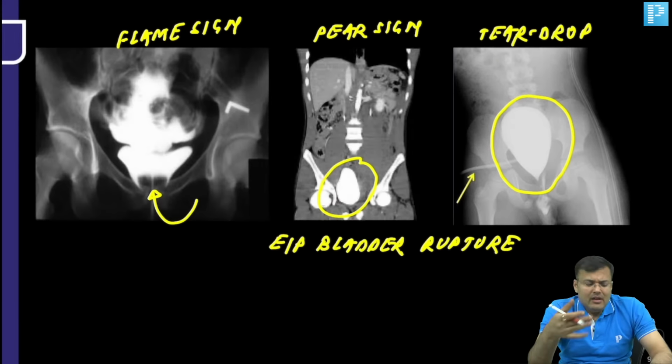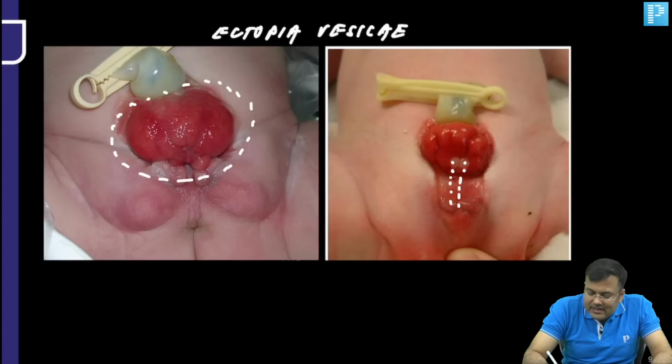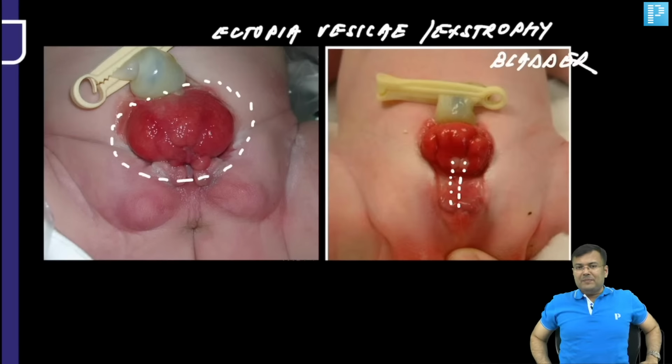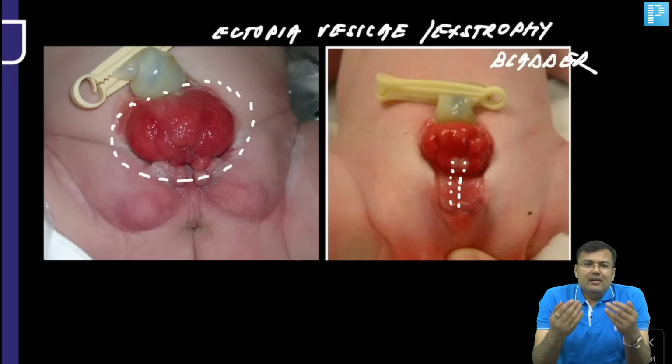Guys, tell me, easiest question, this question was asked multiple times. The bladder is exposed. There is absent infraumbilical abdominal wall. You can see the trigone, and the urine will be dribbling from the trigone. Tell me the diagnosis. Yes, Yashti, very good, Gautam, Ravi Prakash, everybody is correct. This is ectopia vesicae, also known as exstrophy bladder. There is absent infraumbilical abdominal wall, absent anterior wall of the bladder, and the posterior wall is exposed.